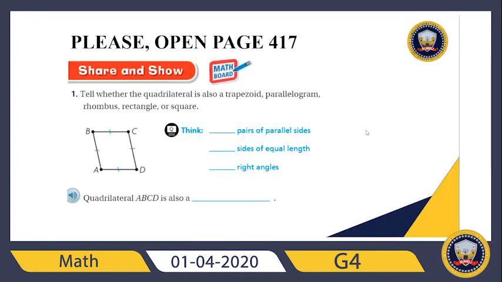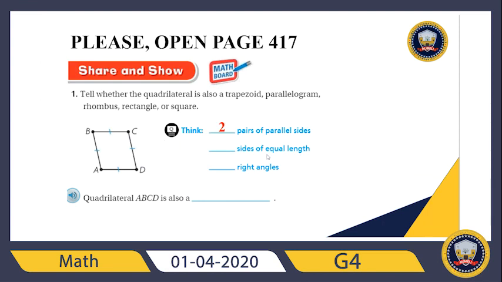After this quick revision, we can turn back to your book. Please open page 417. It's asking us to tell whether the quadrilateral is a trapezoid, parallelogram, rhombus, rectangle, or square. So first of all, how many pairs of parallel sides? These sides are parallel to each other, and line segment AB and line segment CD are also parallel to each other, right? So it means there are 2 pairs of parallel sides.